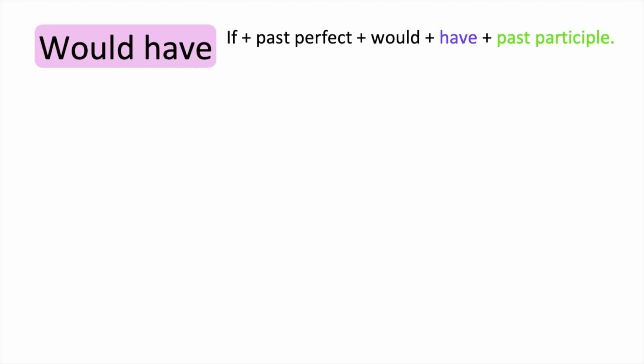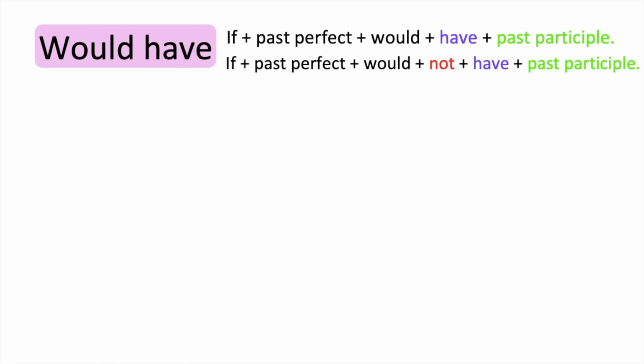Would have. Would have is part of the third conditional, therefore we have the if clause. The positive sentence structure is if plus past perfect plus would, have plus a verb past participle. The negative sentence structure is if plus past perfect plus would, not, have plus a verb past participle. We use would have when we want to describe a situation and the result of the situation.